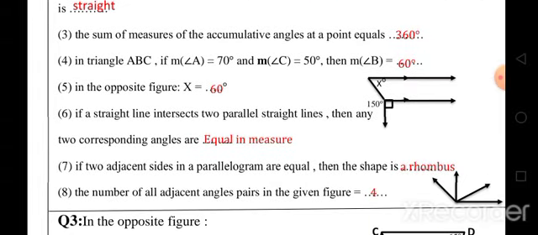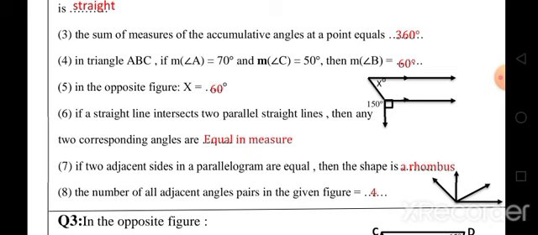Number 3. The sum of the measures of accumulative angles at a point equals 360 degrees, of course. Question number 4. In a triangle, measure A equals 70 degrees and measure C equals 50 degrees. How can you calculate the measure of angle B? The sum of the measures of the interior angles equals 180. So the measure of angle B equals 180 minus (70 plus 50), which equals 60 degrees.